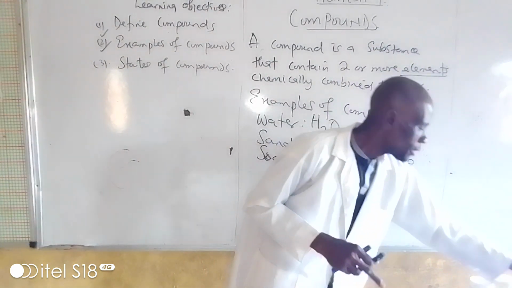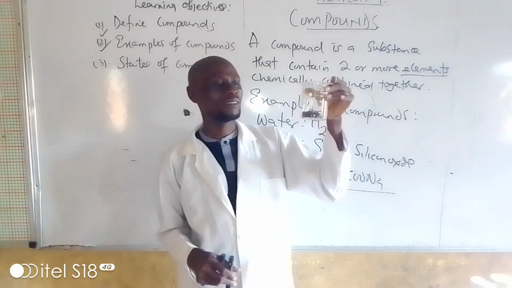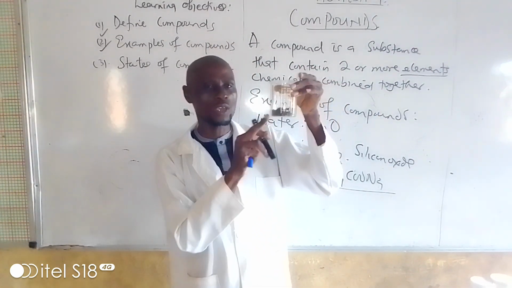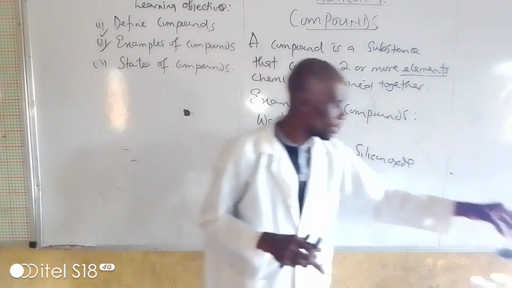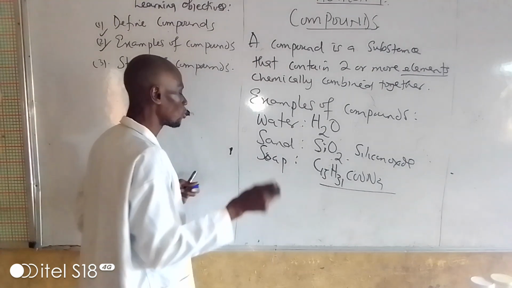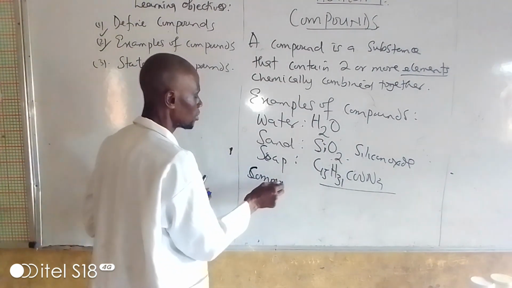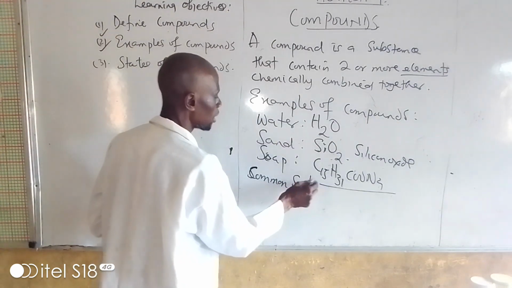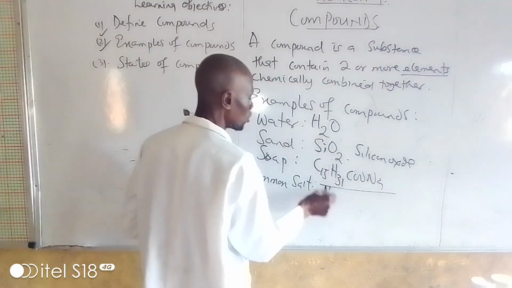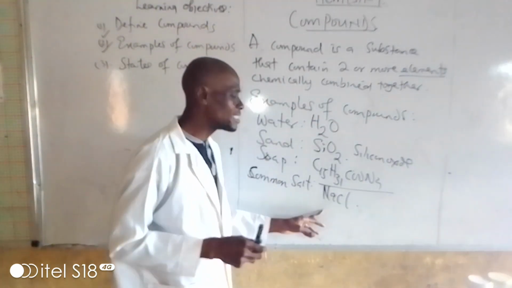We have said sand is an example of a compound. This is our sand. Another one is, we have so many of them, sodium chloride, common salt. Otherwise called sodium chloride. Sodium chloride has a chemical formula, NaCl.